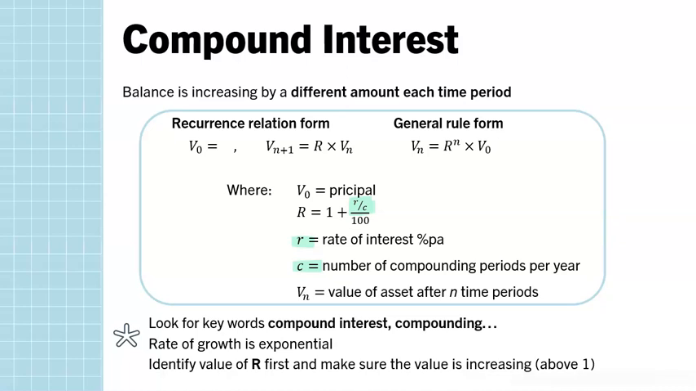So you're looking for keywords or phrases such as compound interest or compounding, monthly, annually, things like that. You will see a rate of growth that's exponential. Our first job when we're doing questions like this is to identify R first and make sure it is an increasing value, so that you've done 1 plus the interest rate.